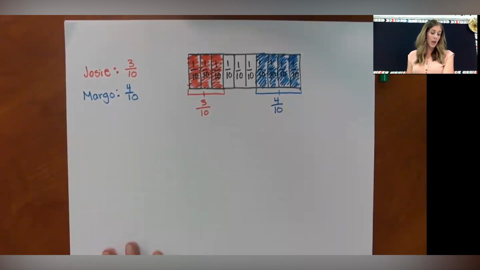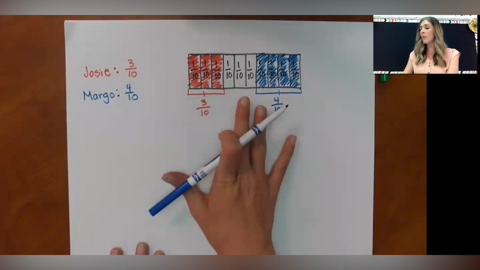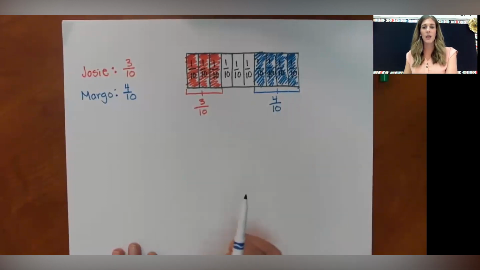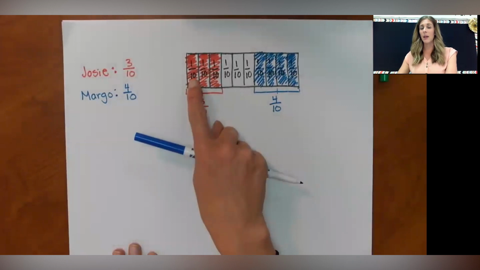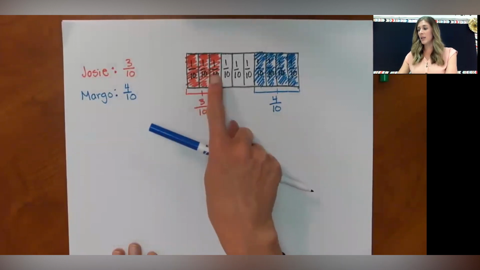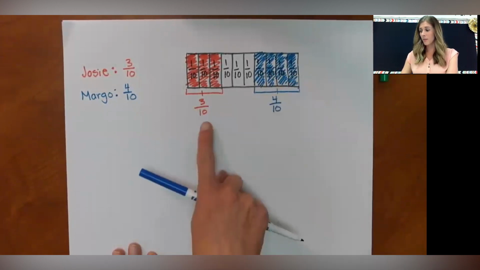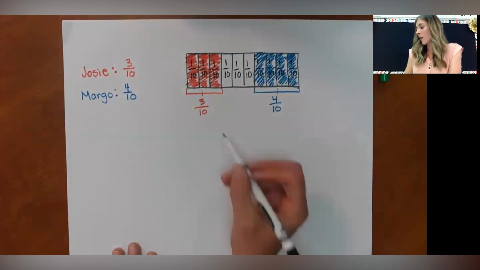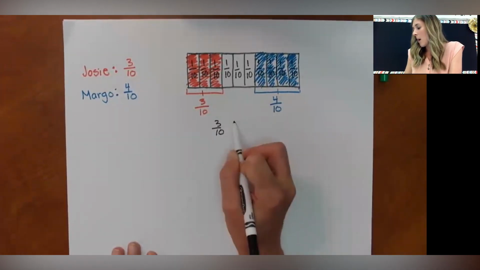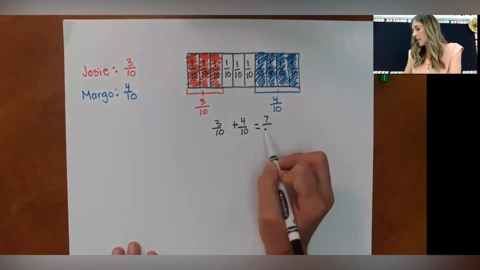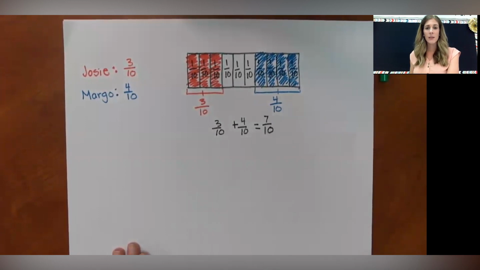So the question wants to know what fraction of the fence did they paint all together? So I'm not finished yet. Yes, we modeled what the problem said, but we haven't really solved the problem yet. So now we need to put them together. How much of the fence did they paint all together? Well, I can see that they painted 1/10 plus 1/10 plus 1/10 plus 1/10 plus 1/10 plus 1/10 plus 1/10. Or they painted 3/10 plus 4/10, so that all together they can say they painted 7/10 of the fence.